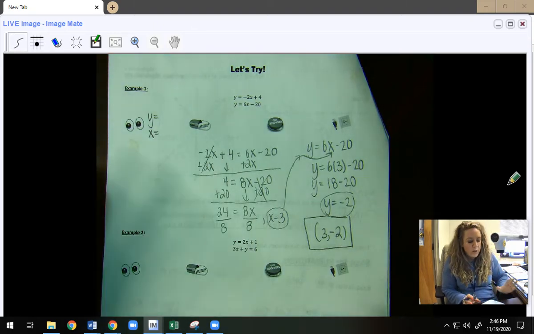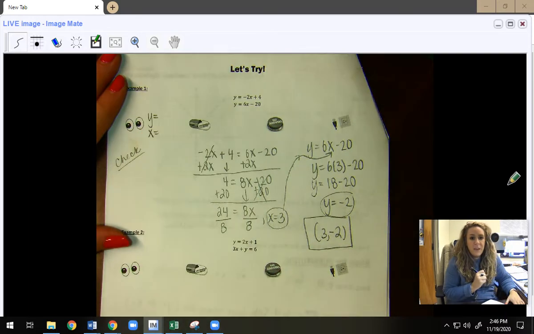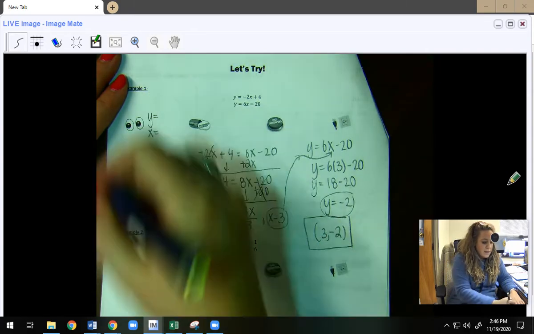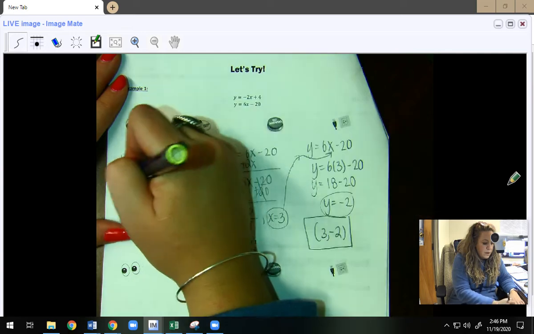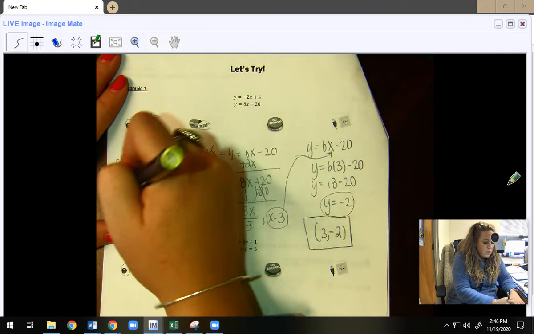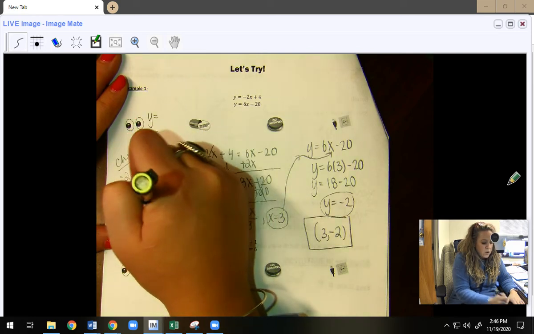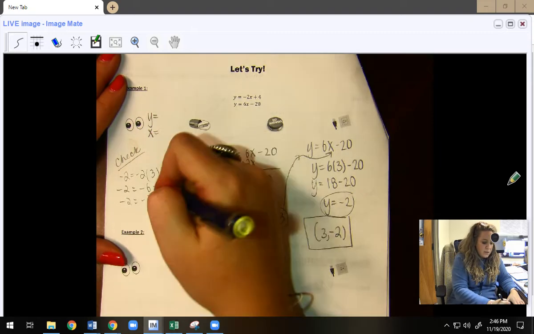It's always good to check yourself. So let's do a quick check over here, because if left-hand side equals right-hand side, it's good. For both of them, the system works. So I would get y is negative 2 equals negative 2 times 3 plus 4. Negative 2 equals negative 6 plus 4. Negative 2 equals negative 2. Excellent. So that works. That's true.